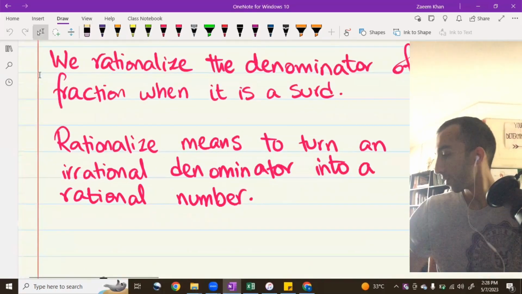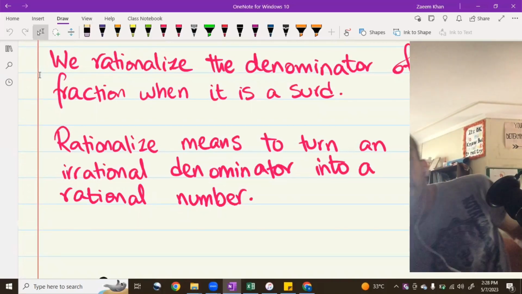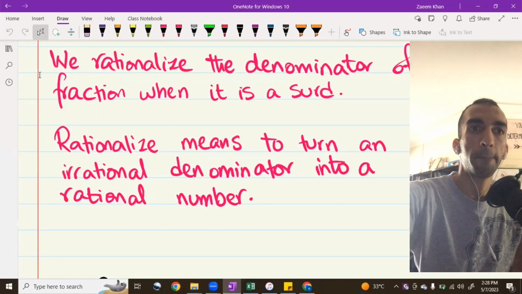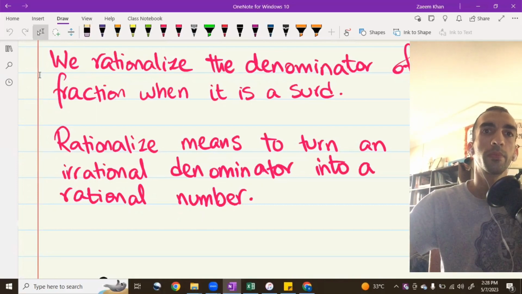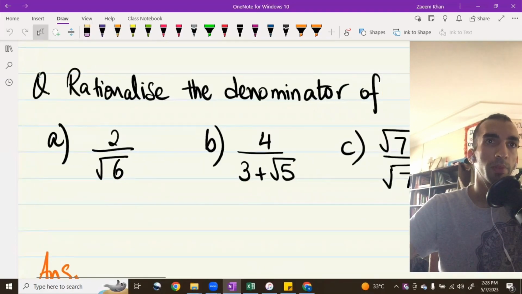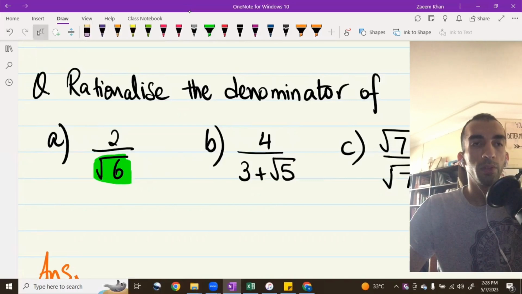Read this again. We rationalize the denominator of a fraction when it is a surd. Rationalize means to turn an irrational denominator into a rational number. Perfect. So once again, these are some examples of surds. We need to remove the square root sign from the denominator.